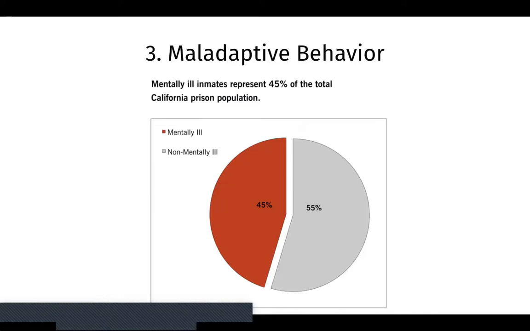Okay, so now let's look at maladaptive. Here I have a graph of people who are inmates in prisons in California, and I don't know how they're operationally defining mentally ill. This could be somebody with anxiety. This could be somebody with depression. I don't think it's fair to say that 45% of inmates have schizophrenia. But we have maladaptive, and this is affecting their ability to function in society.